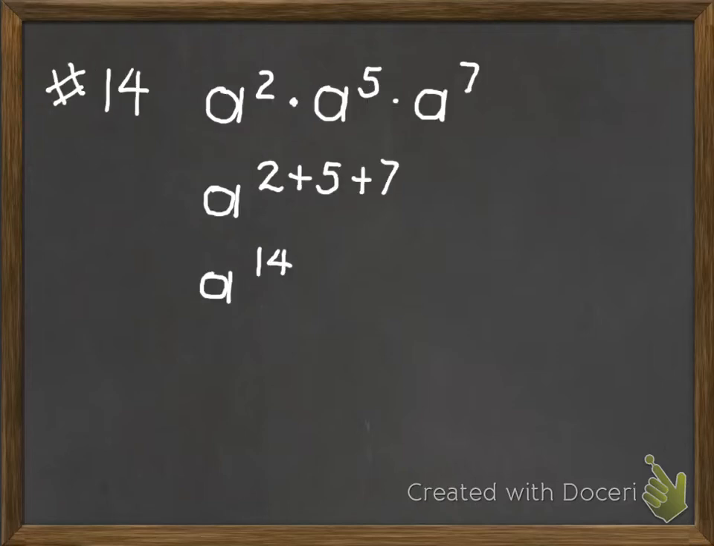Number 14, a to the power of 2 times a to the power of 5 times a to the power of 7. We're supposed to simplify this. Now, you see that we're multiplying like bases. So, by the product rule, we add the exponents. 2 plus 5 plus 7 is 14. So, the simplified answer is a to the power of 14.